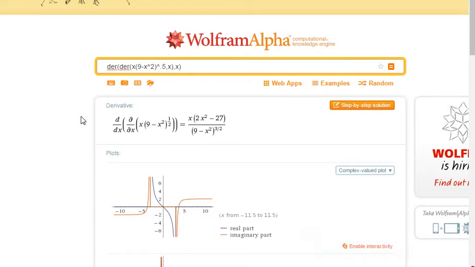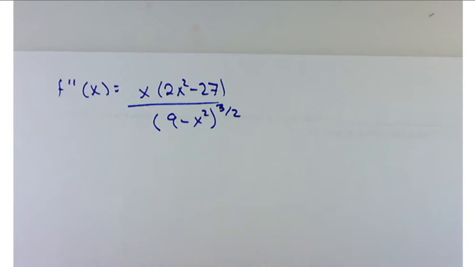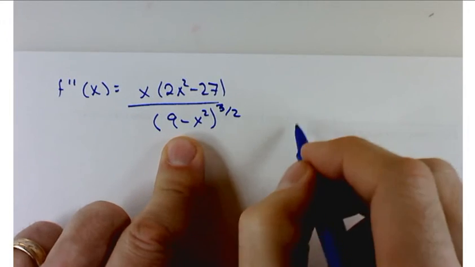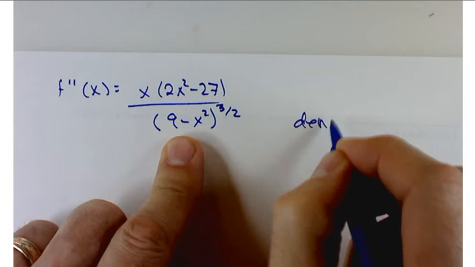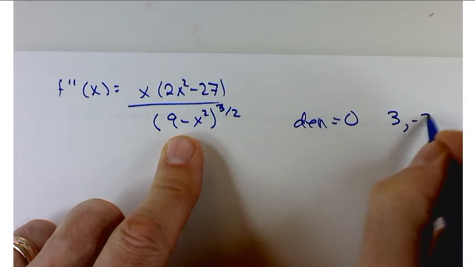Let me go back here then. Same question as before. I need to know where the numerator equals 0 and where the denominator equals 0. So what about the denominator equals 0? What can you tell me there? Yeah, 3 and -3. But since those are at the edge of the domain, we're not going to get any change of sign there. So we'll ignore these. Let's work on where the numerator equals 0.